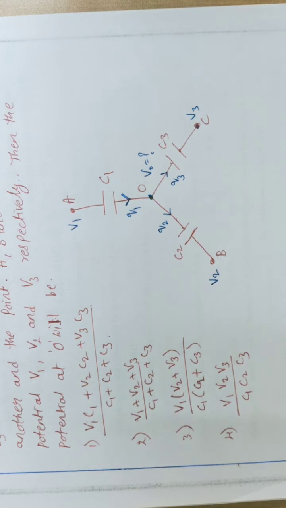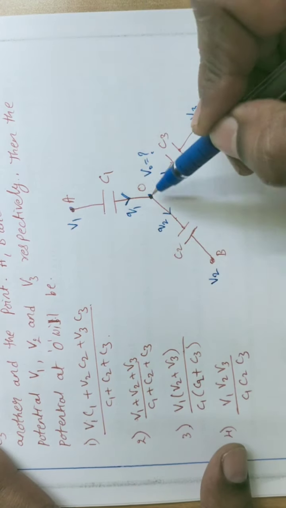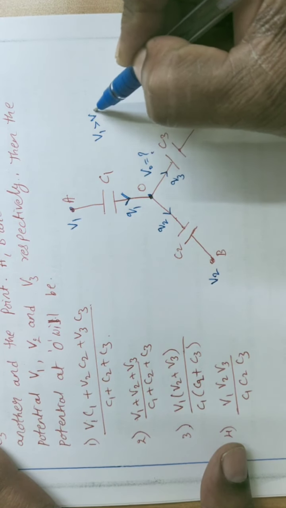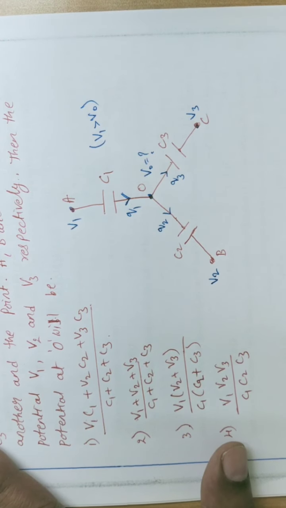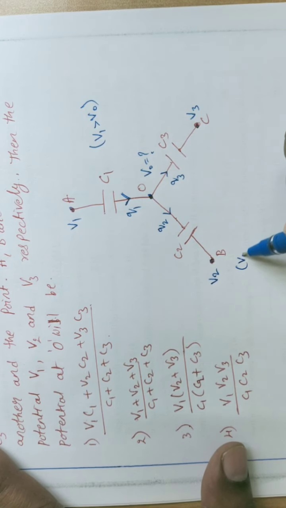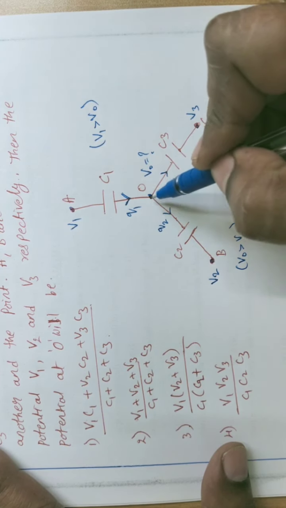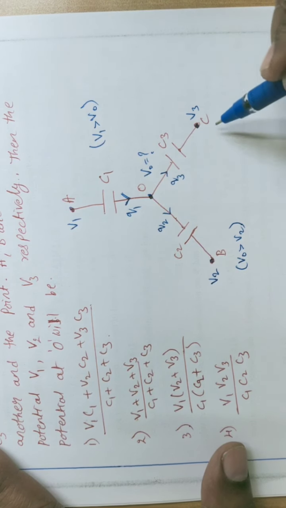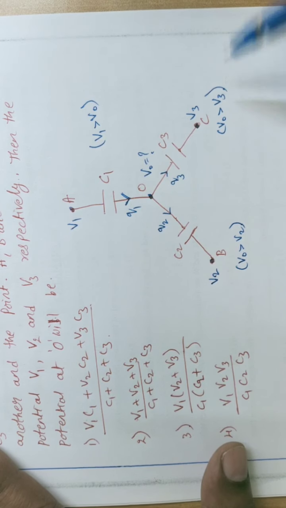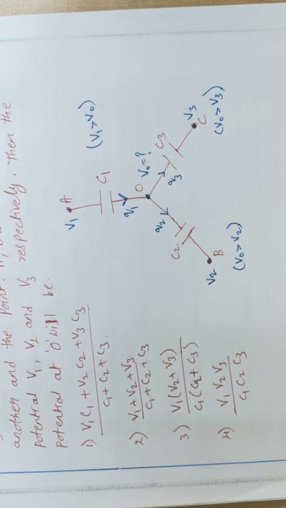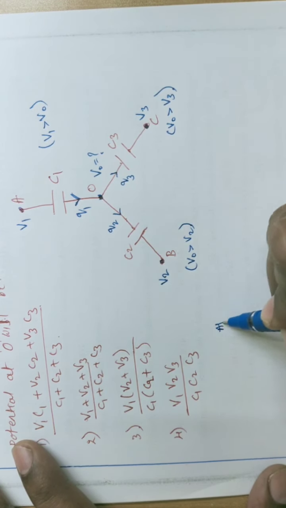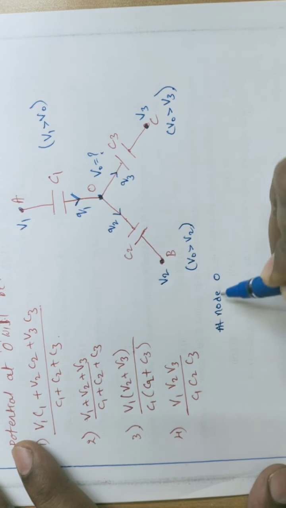So from this we are concluding that from V1 to V0 it is coming, so compulsorily V1 is greater than V0. This is one notation you may guess. Here from V0 to V2 it is coming, so V0 is greater than V2. Here also we are guessing V0 is greater than V3 like this. See students, by conservation of charge at node O.